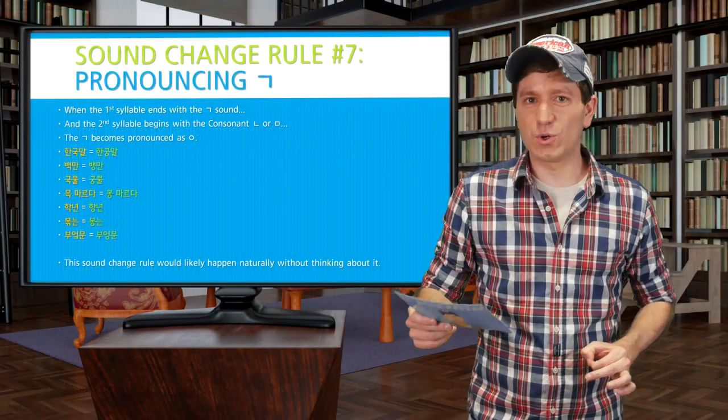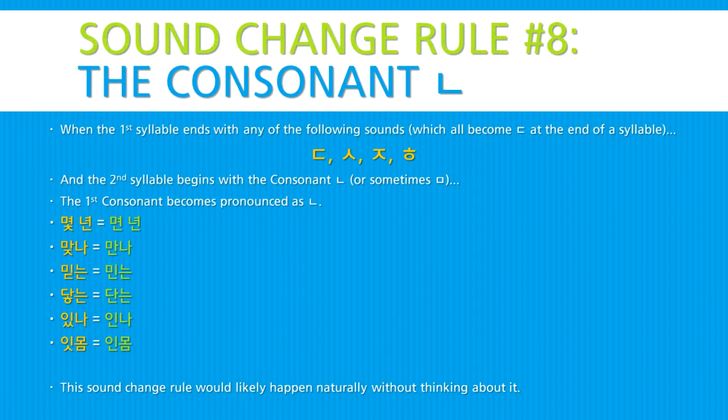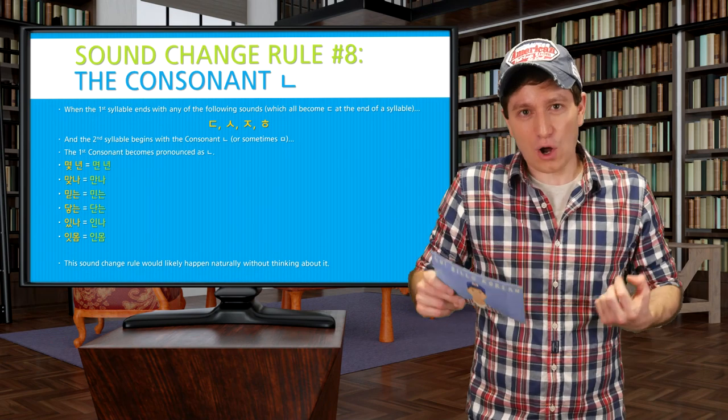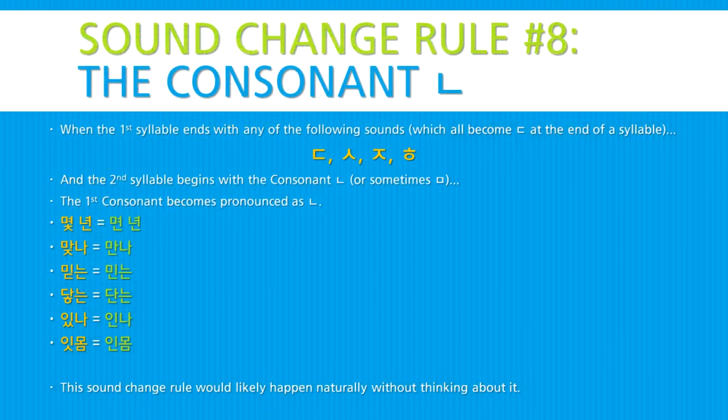The next sound change rule has to do with the letter 니은, which is this one. Anytime the first syllable ends with any of these following sounds. Now, these four sounds by themselves already will become a ㄷ at the end of a syllable because they can't otherwise be read at the end of a syllable. And if the second syllable begins with the consonant 니은, the first consonant will become pronounced as 니은 as well. This sounds a bit weird, but this also would naturally happen a lot of times. So here are some examples.